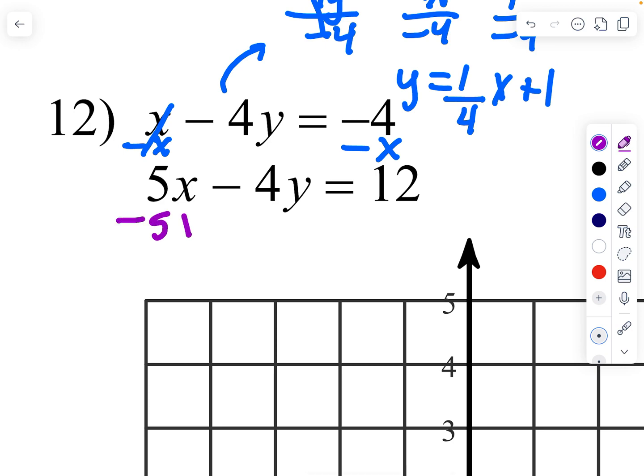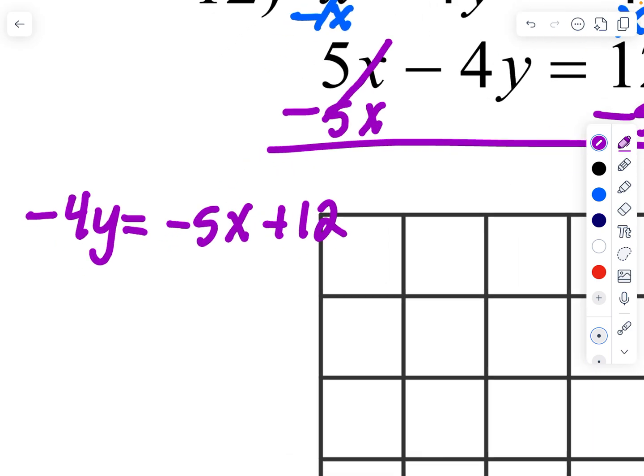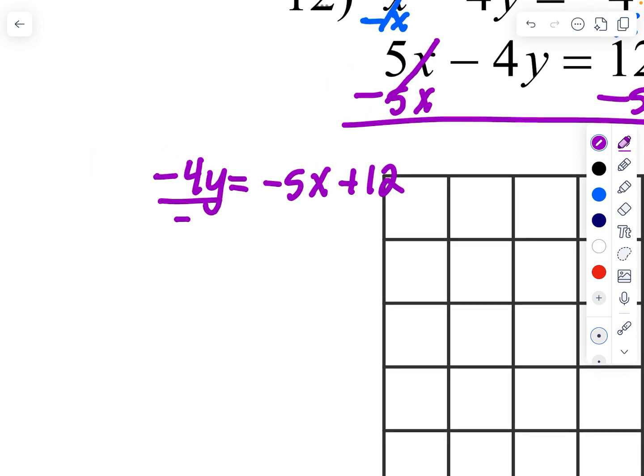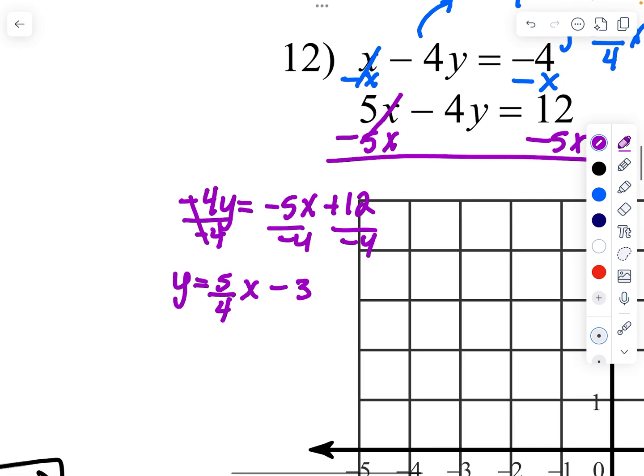Get rid of the 5x first. Then we have negative 4y is equal to, bring the term with the x first, then bring down the 12. The negative 4 has to go, so we're going to divide it by everything. Again, negative 5 divided by negative 4 cannot be simplified except for the negatives will go away. And 12 divided by negative 4 is negative 3.